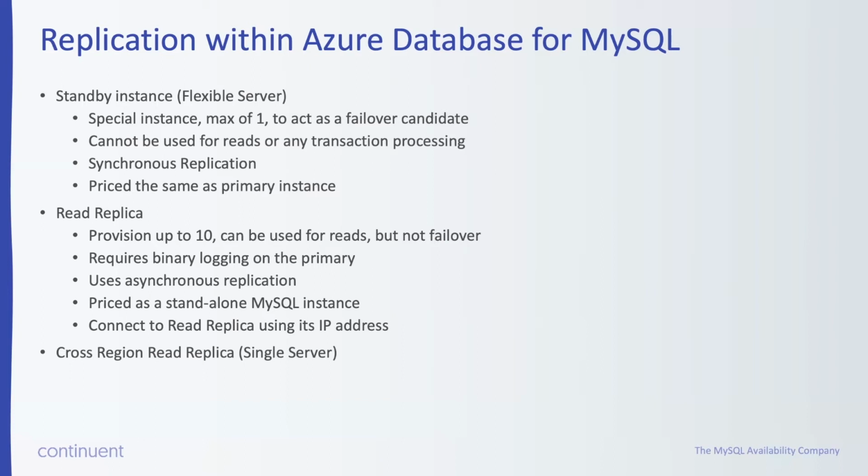So a cross-region replica, or cross-region read replica, again, is just a special read replica that's in a different region. Now, the only thing about that is it's only available in the single server. So if you want a cross-region read replica, you're going to have to give up failover.